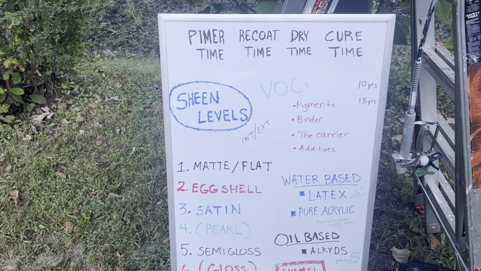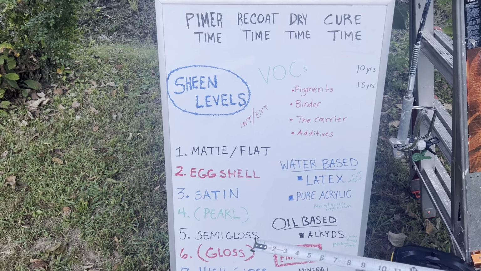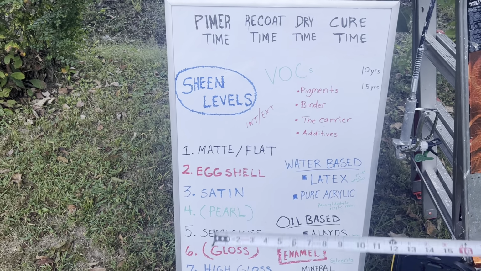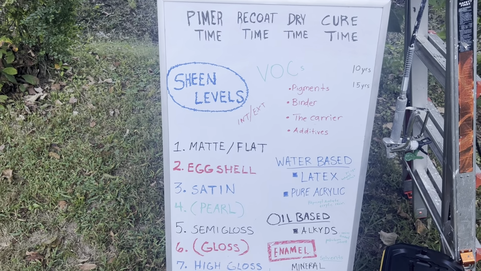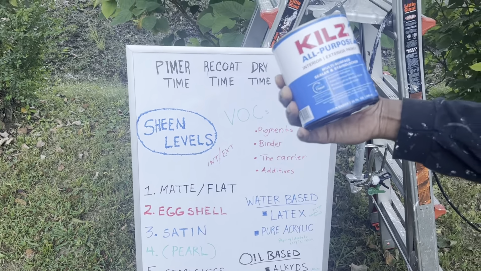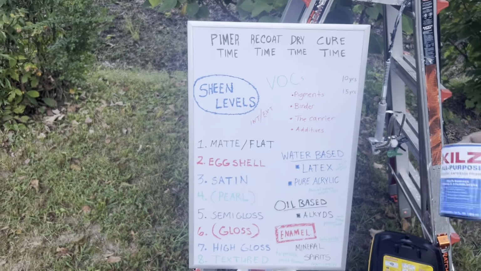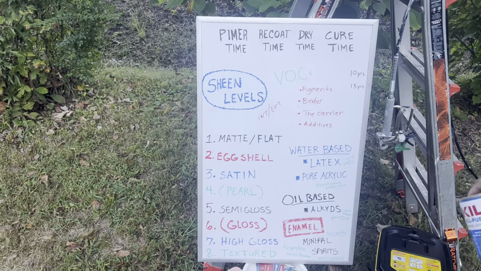All right, now let's talk about primer time. When you get ready to paint, you want to put down a primer. Primer time can be anywhere from 1 hour, because some of the stuff I use right here says you can paint in 1 hour, to 24 hours. You have to look at the manufacturer's or brand instructions.